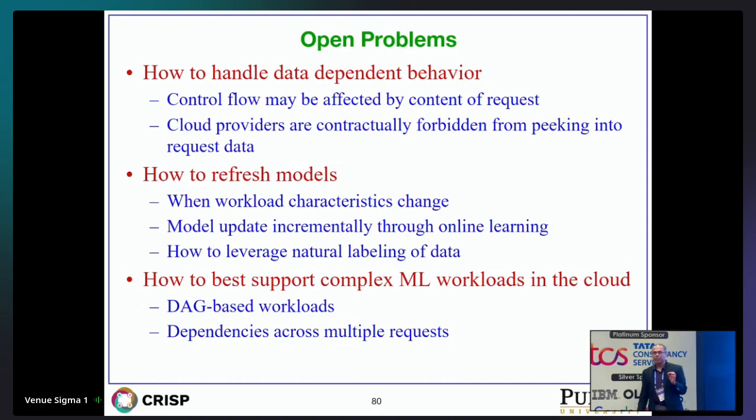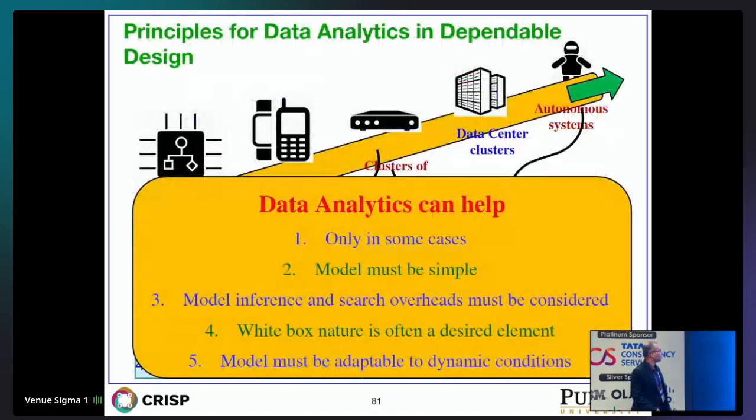You have to make updates in an incremental manner. You cannot stop the world and say, I'm going to throw out my previous model, I'm going to learn from afresh, and then I'm going to deploy it. So online learning is very, very important in here. And how do I leverage the natural labeling of data that already comes in from my systems? I know this is anomalous, I know this is benign because of some other out-of-band mechanisms. And how do I support complex machine learning workloads, not just individual functions, but DAGs and maybe even more complex graphs, more complex than DAGs, where there are dependencies across multiple user requests that come in? So this is an open issue in the community.